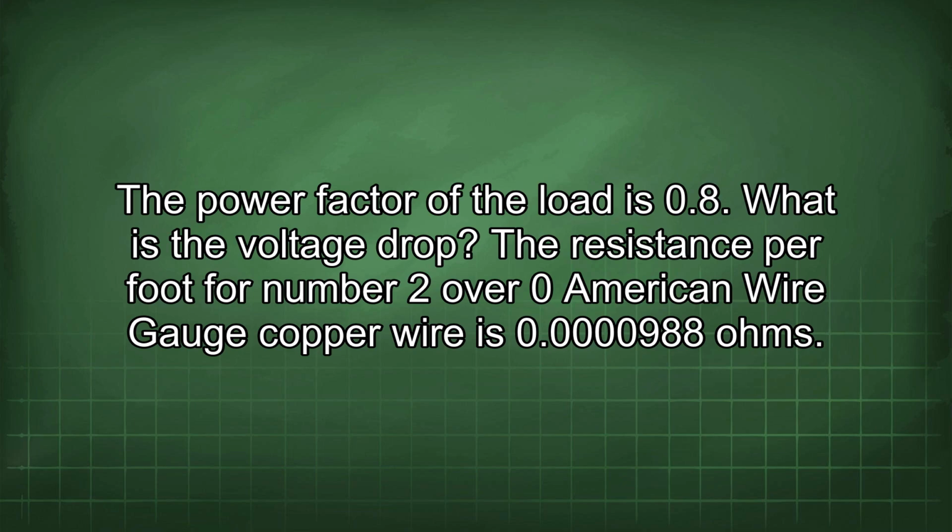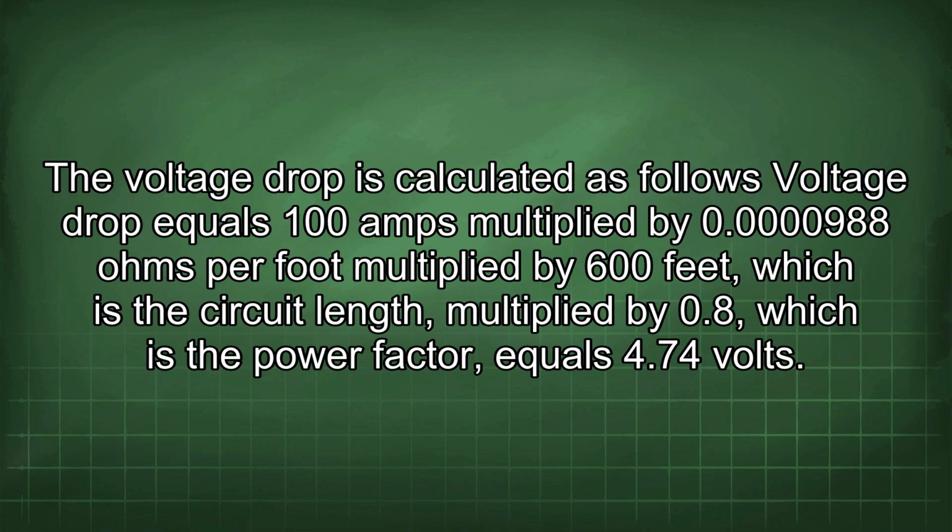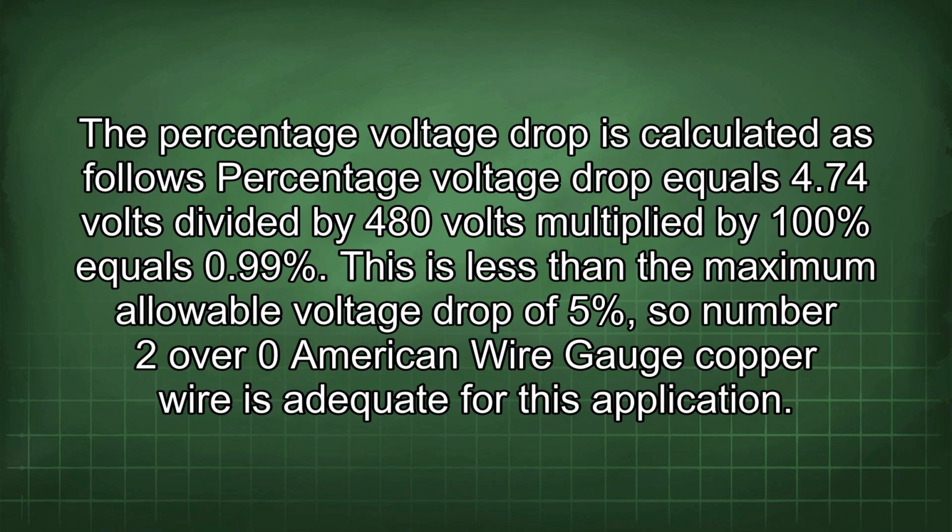The resistance per foot for number 2/0 American wire gauge copper wire is 0.988 ohms. The voltage drop is calculated as follows. Voltage drop equals 100 amps multiplied by 0.988 ohms per foot multiplied by 600 feet, which is the circuit length, multiplied by 0.8, which is the power factor, equals 4.74 volts. The percentage voltage drop is calculated as follows. Percentage voltage drop equals 4.74 volts divided by 480 volts multiplied by 100% equals 0.99%.